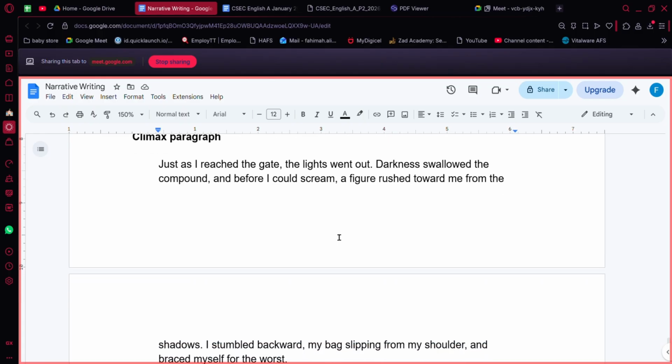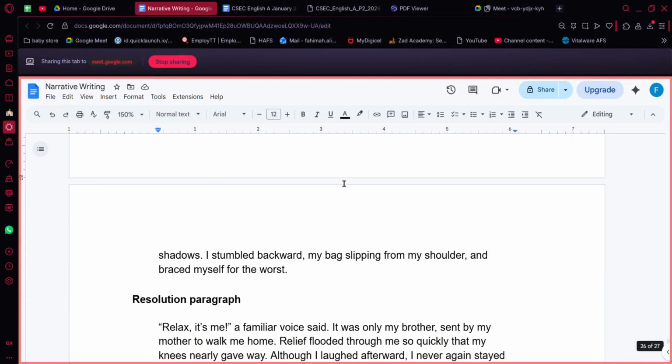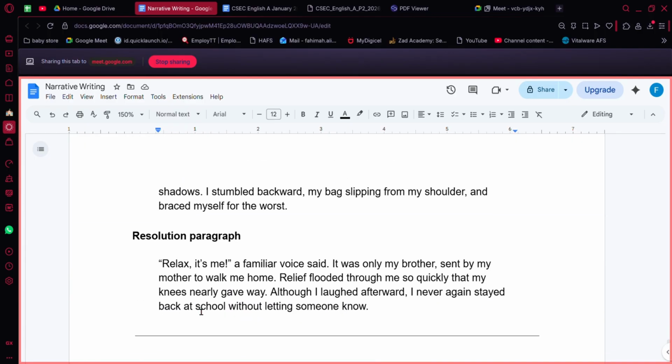And then the resolution. "Relax, it's me," a familiar voice said. So we have dialogue there. It was only my brother, sent by my mother to walk me home. Relief flooded through me so quickly that my knees nearly gave way. Although I laughed afterward, I never again stayed back at school without letting someone know.